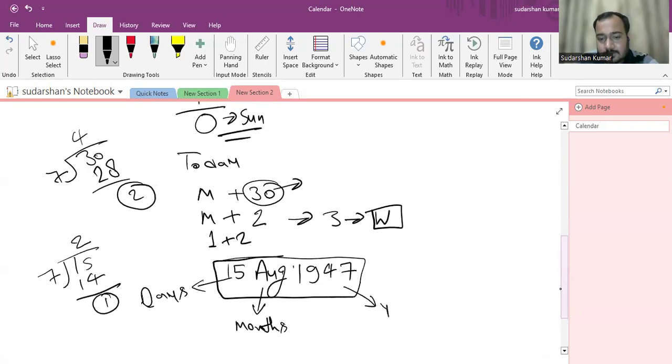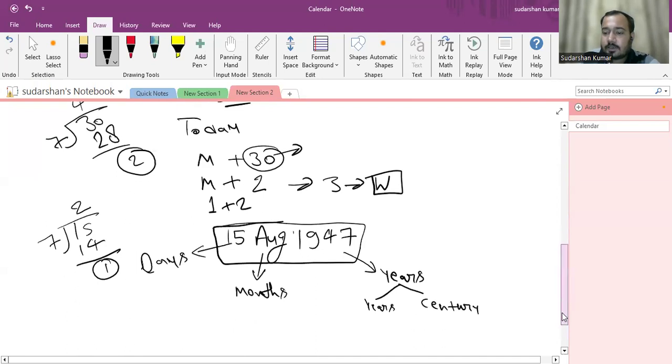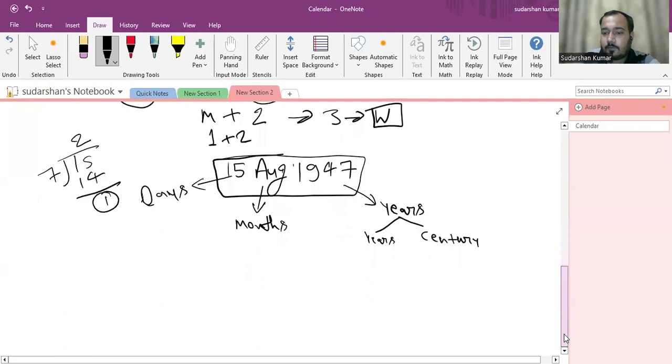This is years. In years, there are two things: number of years and century. Why do we take century different from year? We will discuss it. In years, there are two types of years. We all know that there are two types of year. The first one is leap year and the second is normal year.